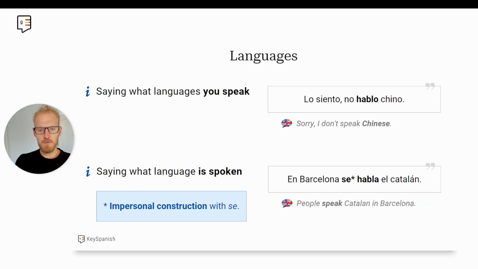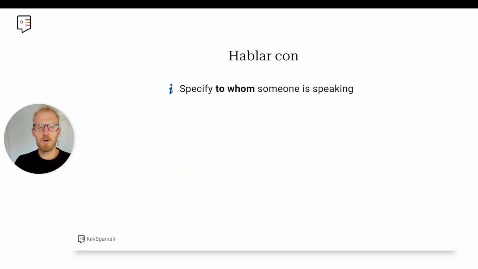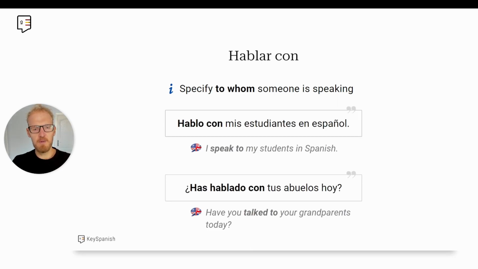And also, we would use hablar con to refer to whom someone is speaking. And this is the nuance or the distinction I said before. It's important to be aware of because in English you use a preposition to speak to someone, not to speak with someone so much, I think. I don't know. So, hablo con mis estudiantes en español. I speak to my students in Spanish. O ¿has hablado con tus abuelos hoy? Have you talked to your grandparents today? So to speak or talk to someone in Spanish would be hablar con alguien.